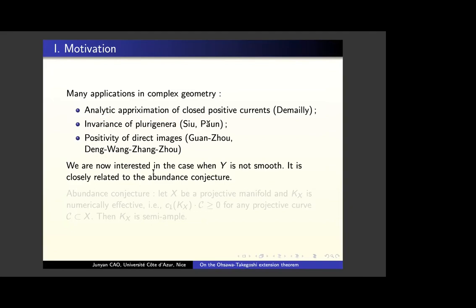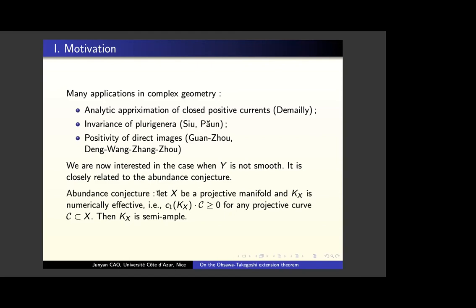Now in our talk, we are in fact interested in the case where Y is not smooth. The main motivation is related to the abundance conjecture. We recall that the abundance conjecture states as follows. Once X is a projective manifold and we suppose that K_X is numerically effective, that means that its intersection with any projective curve is semi-positive, the conjecture predicts that K_X is semi-ample. That means that we can find a fibration such that K_X is the pullback of some ample line bundle from the base. This conjecture is still largely open when the dimension is larger than four.